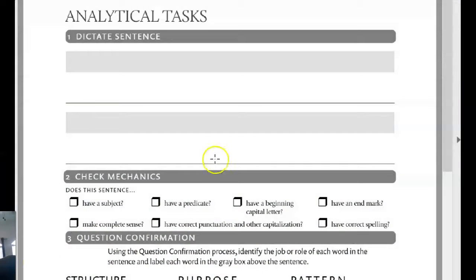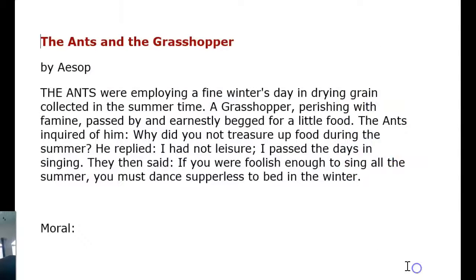Your homework is actually the first sentence from the Frogs Who Wanted a King, but in class we used the first sentence from the Ants and the Grasshopper just to show you what this should look like. So let's look at that sheet together. Here is the analytical task sheet. So first you're going to write the sentence in that we're analyzing, okay? And that sentence is from the Ants and the Grasshopper.